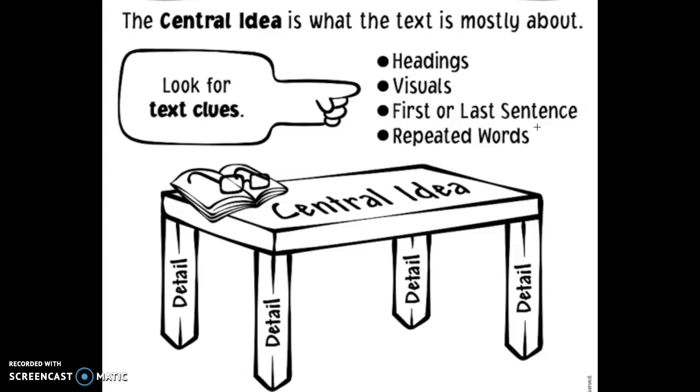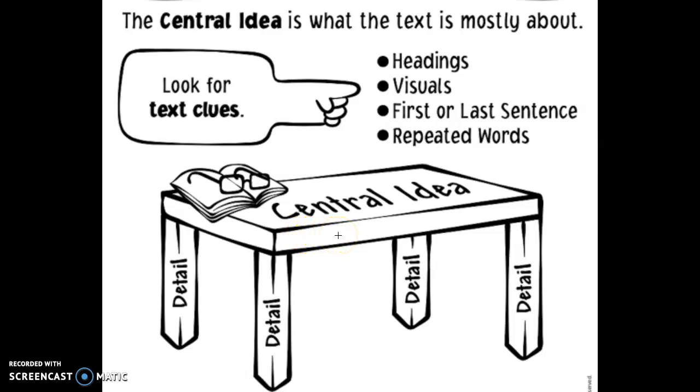There's another way to find out central idea. Words that get repeated over and over again in a text can help you figure out what you're reading mostly about. So all of this information you can look at and think of it like a tabletop. So if we're thinking about a table, the top part of the table would be the central idea. That's the main part of the table.